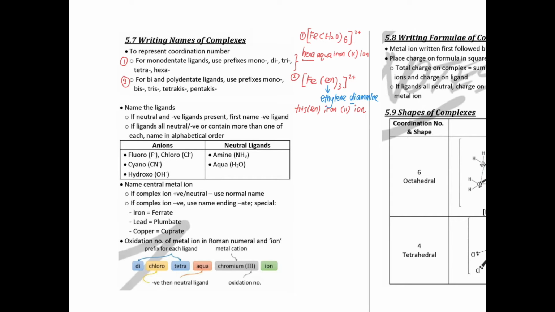So the back part, don't care first. I just explain the front part. We call it tris because of 3 bidentate. Now next point, name the ligand. On this part I skip first.